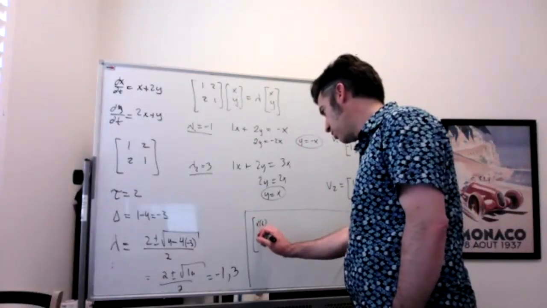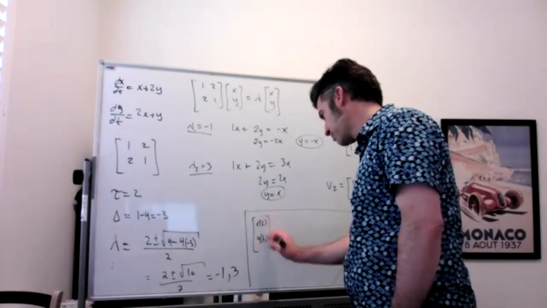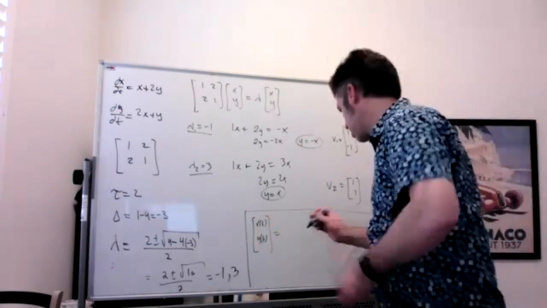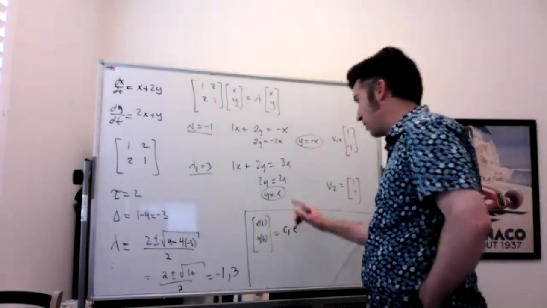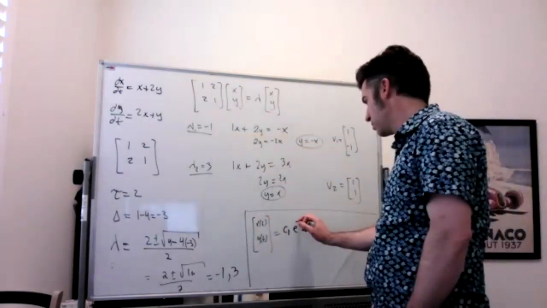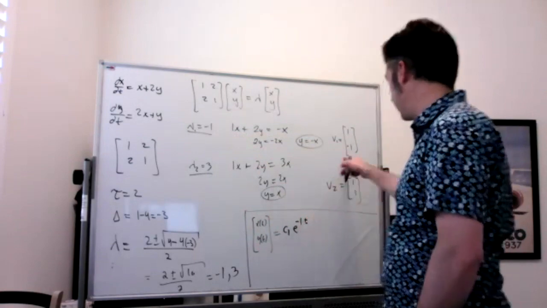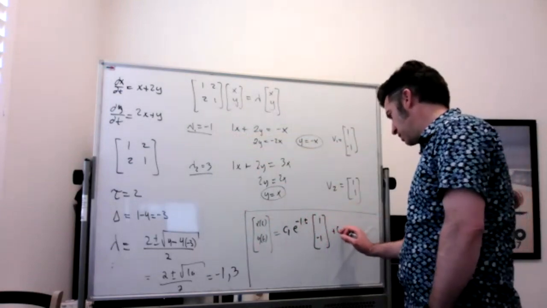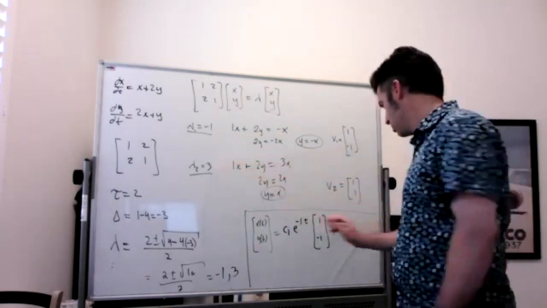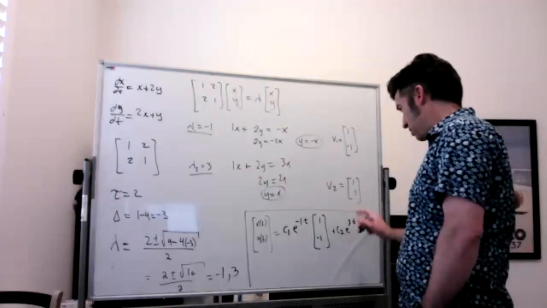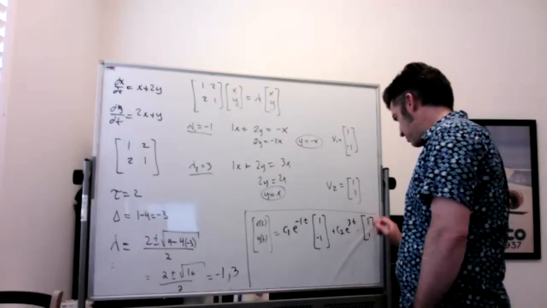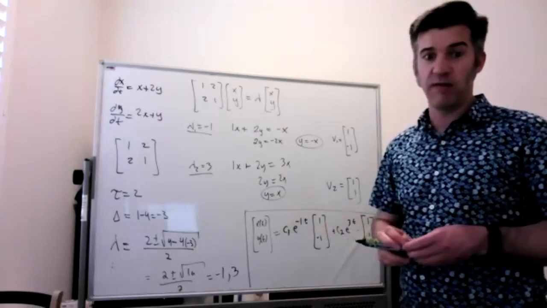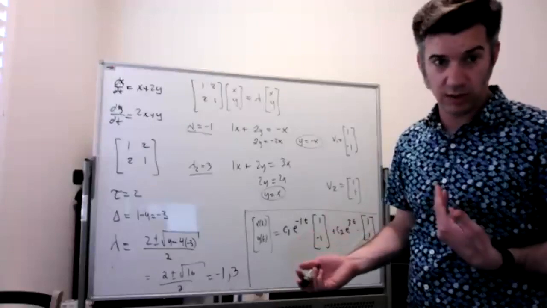And then the general solution is going to be (x(t), y(t)) equal to c1 e to the lambda 1 t times v1, plus c2 e to the lambda 2 t times v2. That would be your general solution without being given the initial conditions to find c1 and c2.